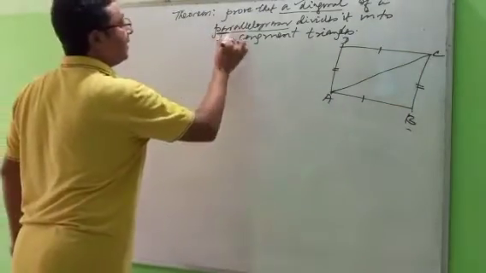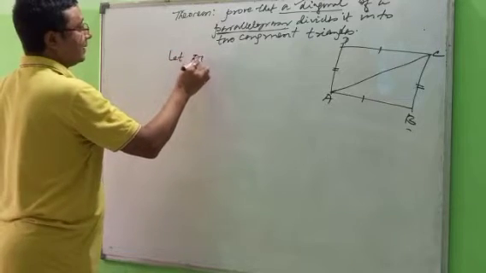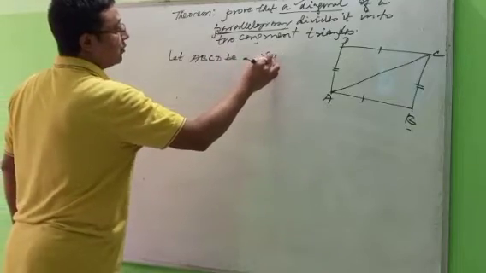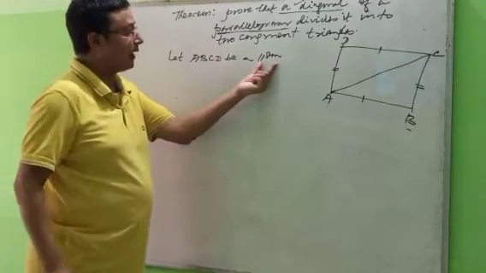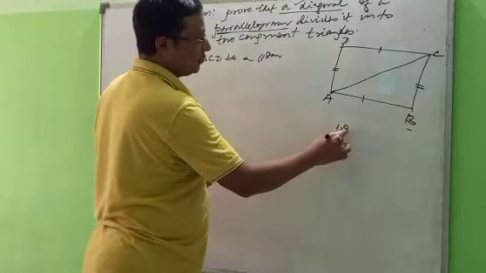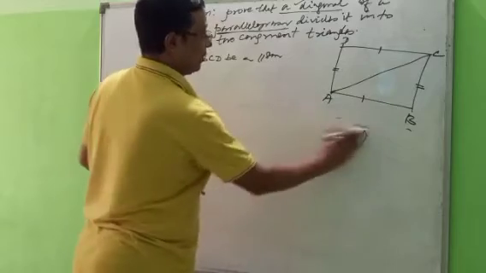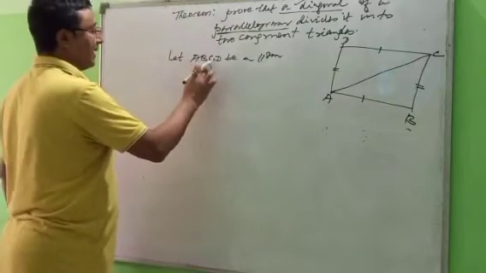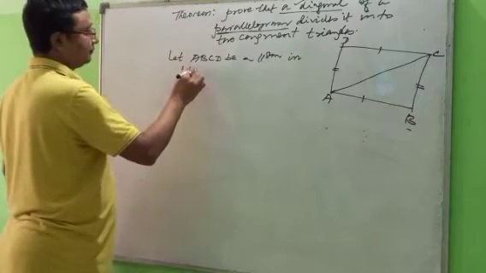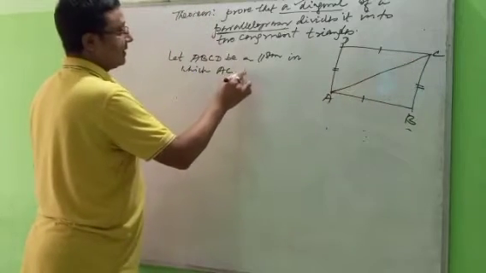So here the figure is given as a parallelogram. Let ABCD be a parallelogram. In short, the parallelogram we write in this way, with the parallel symbol and then GM, so in short this will be called a parallelogram. Now let ABCD be a parallelogram in which AC is its diagonal.